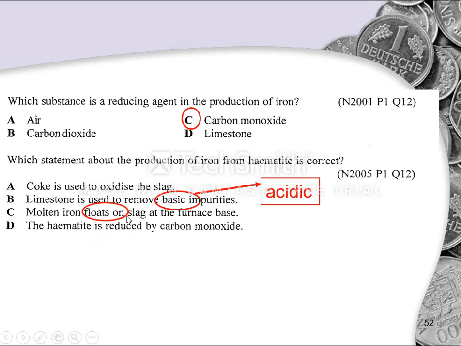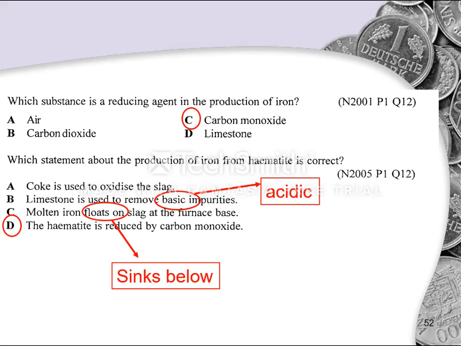Molten iron floats on slag at the blast furnace base. Does molten iron float or sink below the slag? Obviously, it sinks below because slag has a lower density than iron. So therefore, slag floats on top of iron. And of course, given all wrong, the last answer should be correct. Hematite is reduced by carbon monoxide. Take note, hematite is Fe2O3. Once you remove the oxygen, the process of removing oxygen is called reduction. So carbon monoxide removes the oxygen from the iron so the molten iron can be formed. Okay, Fe can be formed.